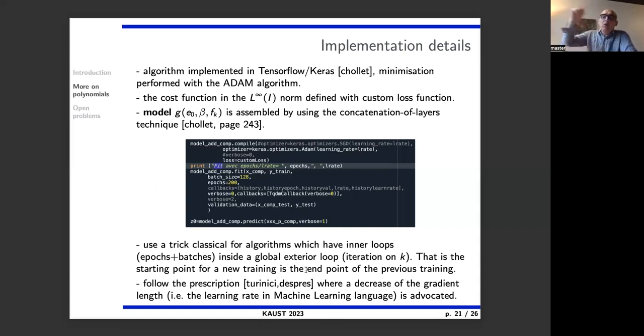Now I have an algorithm with a global algorithm, which is the loop iteration with respect to K, and the internal iteration. The internal iteration is the SGD, actually. This is very classical when you have an algorithm with external loops and internal loops, to balance the accuracy that you ask for the inner loops with respect to the outer loops. So this is classical.